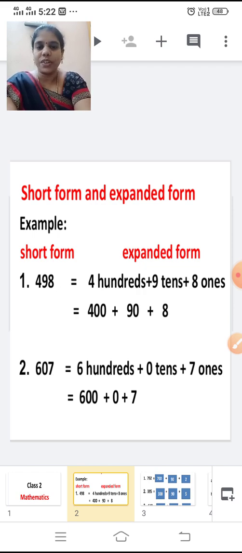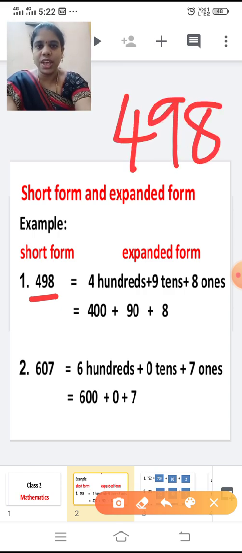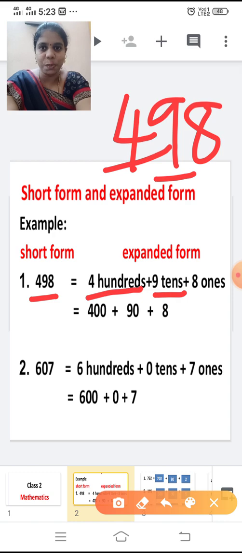Shall we start? The first example is 498, which is in short form. Now we are going to write that in expanded form. 4, it is in which place? 4, 9, 8. 4 is in the hundreds place, right? So write 4 hundreds plus how many? Then 9, it is in the tens place, so 9 tens plus 8, it is in the ones place. So 4 hundreds plus 9 tens plus 8 ones.